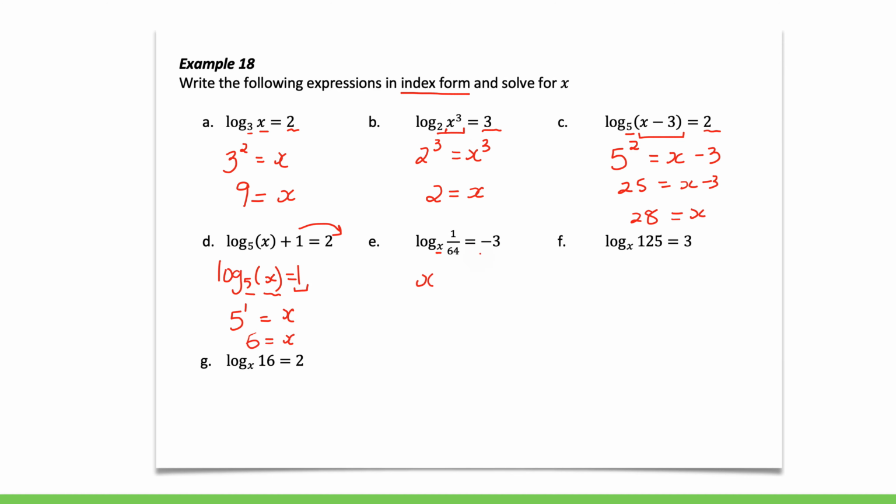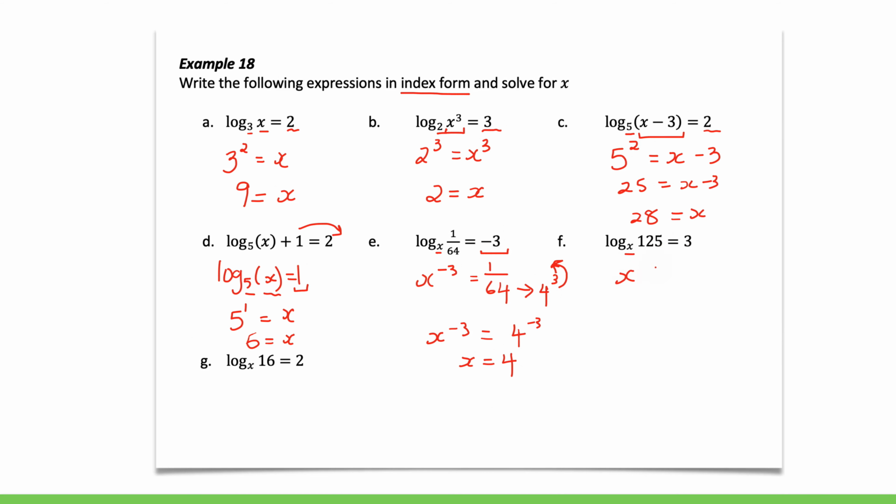Again, base to the power of the opposite value of the answer is equal to the inside value. Now again, I'm trying to get them to match. So can I write 64 as something to the power of 3? Yes, I can. It's 4. And because there's a negative here, to make it match, I can take it to the top. So that will be x to the power of negative 3 equals 4 to the power of negative 3. Now the powers match, therefore x must equal 4.